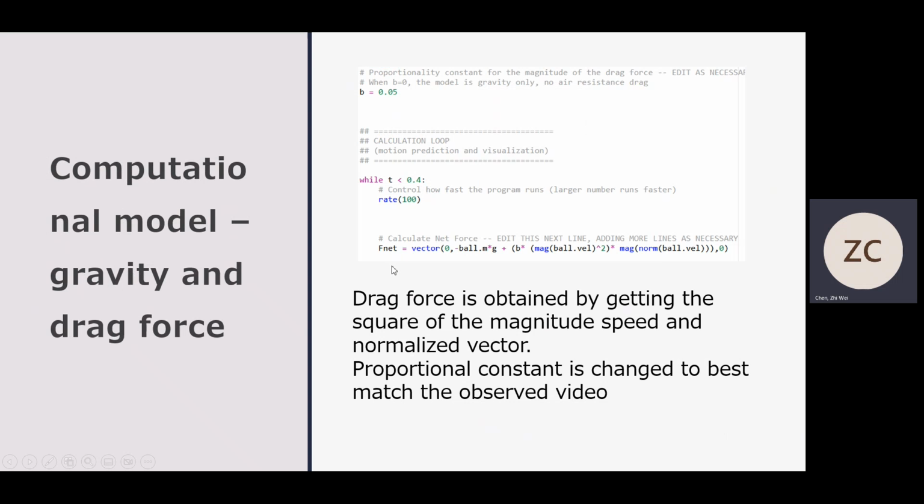Next, we have the computational model with gravity and drag force. We can see that we added the magnitude of the speed squared and also the normalized vector. And in doing all of this with the proportional constant, which here we have at 0.05 to best match the observed video.